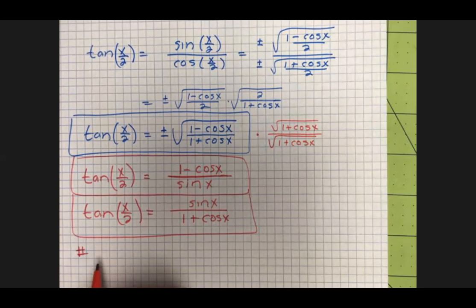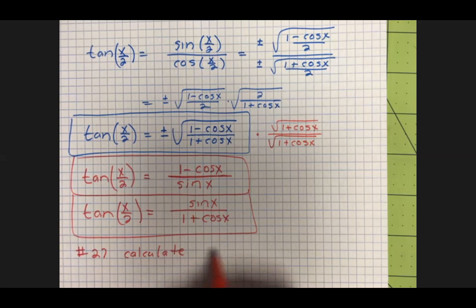Let me do one more calculation with these formulas. Look at the identities in section 5.4. Look at number 27. Can you calculate cosine of 105 degrees using a half angle identity?